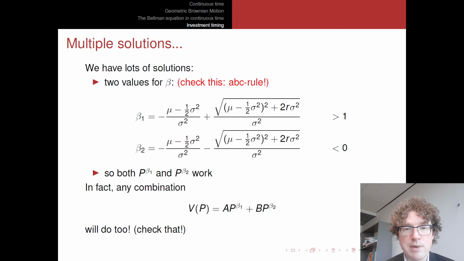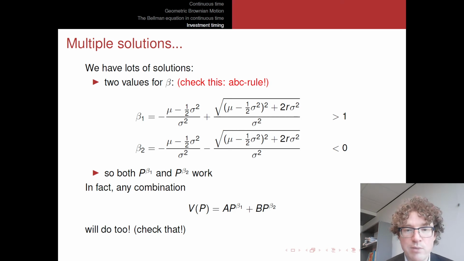And if you work a little bit harder, you can figure out that this beta 1 will be a solution which is bigger than 1, and this beta 2 will be a number which is always smaller than 0, whatever mu, sigma, and r are. So we have actually not one solution, we have two solutions. Both p to the power beta 1 and p to the power beta 2 will solve this Bellman equation, this differential equation.